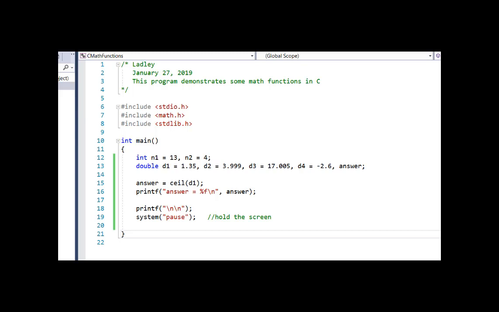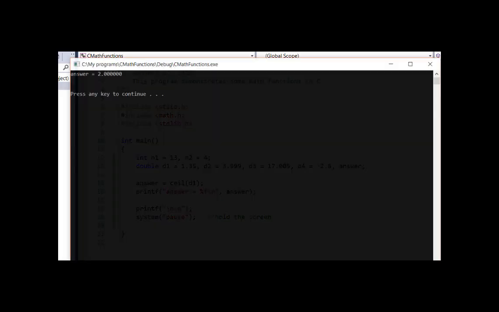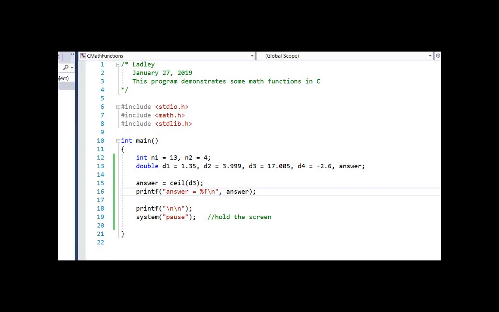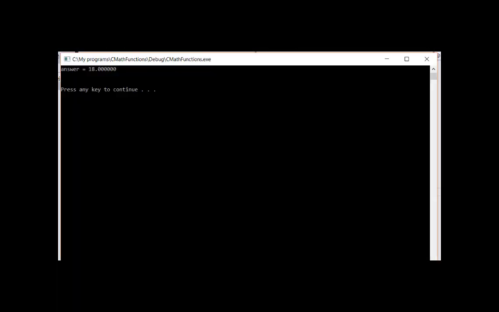Now think about that for just a second. It sends you the smallest whole number above the value you send it. Here's what happens when I send the ceiling function D1. It returns the value 2 because 2 is the smallest whole number above 1.35. What if I send it D3? Now it sends back 18, the smallest whole number above 17.005. But would it work with negatives?